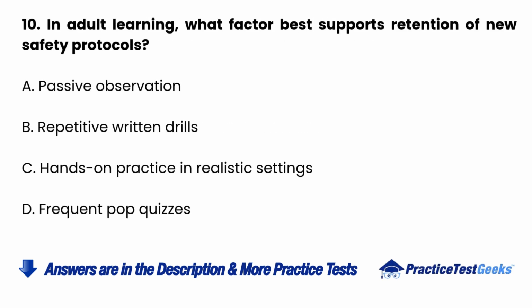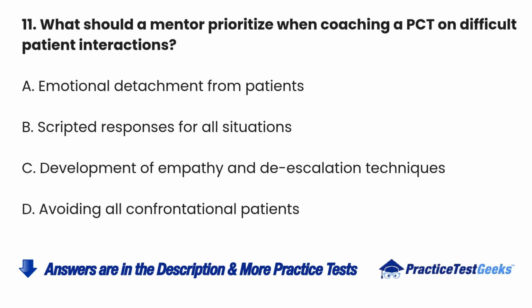10. In adult learning, what factor best supports retention of new safety protocols? A. Passive observation. B. Repetitive written drills. C. Hands-on practice in realistic settings. D. Frequent pop quizzes.